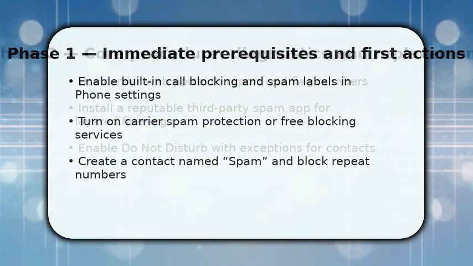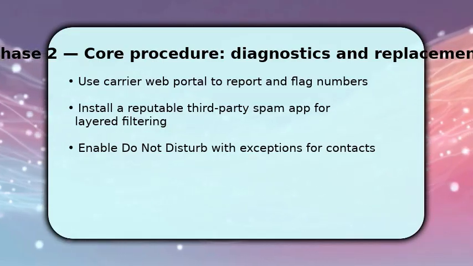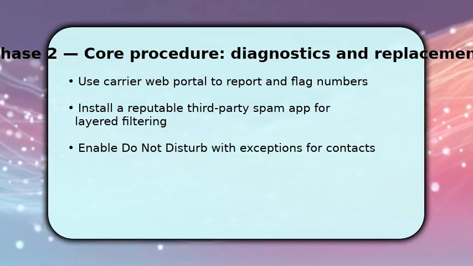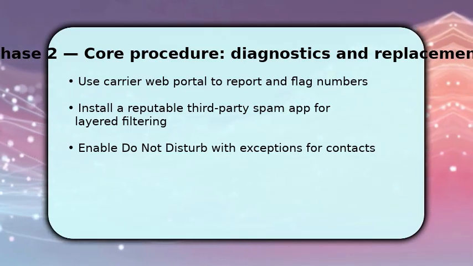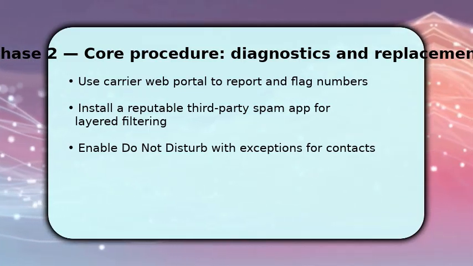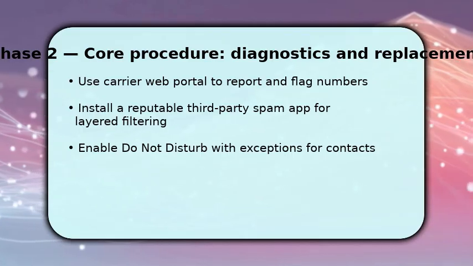Next, you add layers. Report any missed spammers using your carrier's web portal so networks can blacklist sources. Install a trusted third-party call filtering app for advanced risk scoring and community reports. Make sure permissions are limited to calls only.